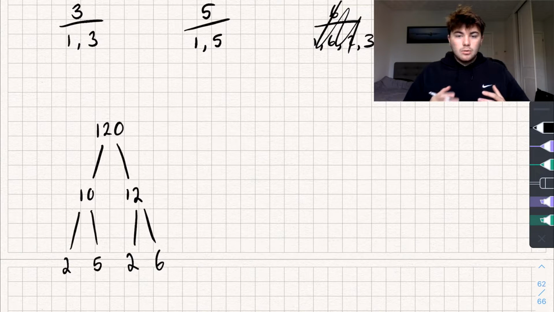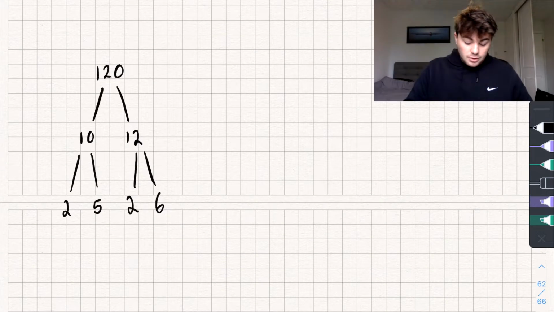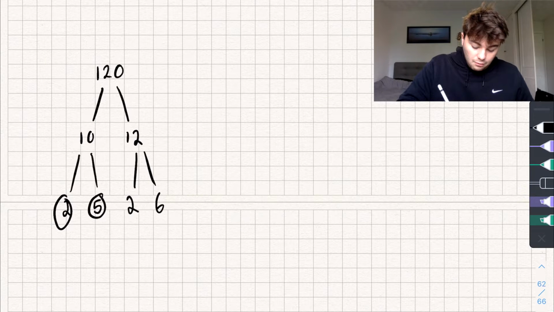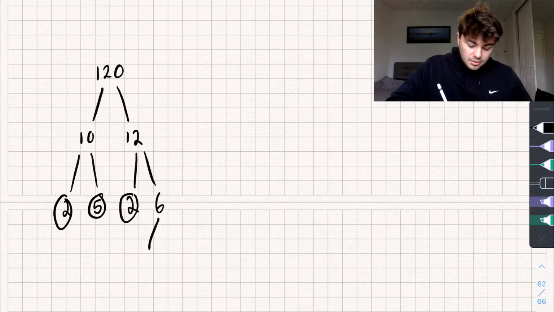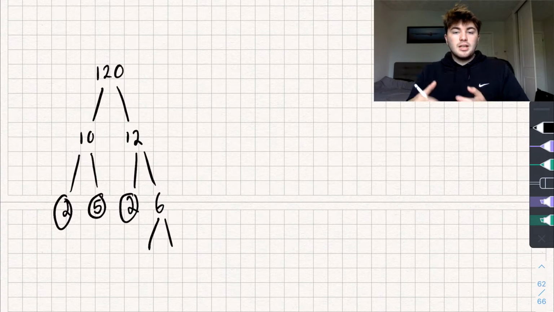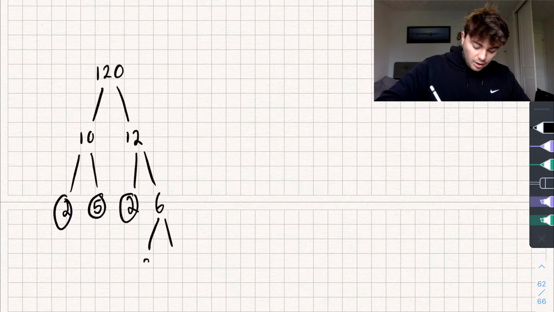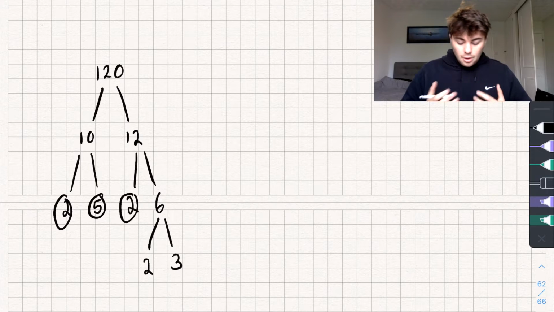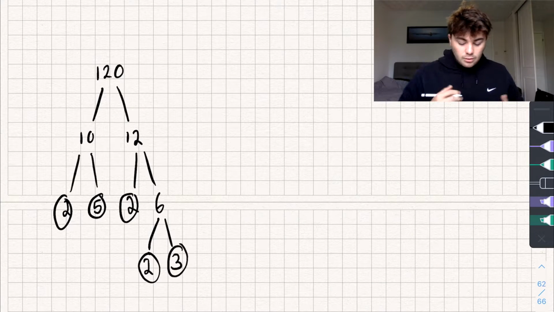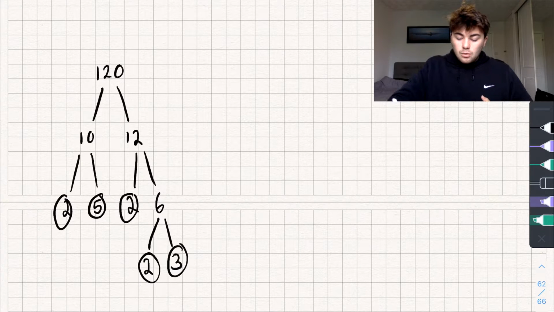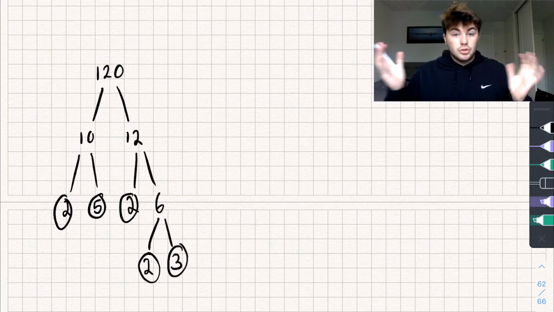I'm now going to circle any numbers I have that are prime. So for example, 2, 5, and 2. And I'm left with 6. So again, I'm going to split it into 2 bits, and I'm going to say that's 2 times 3. There we go. And circle the numbers that are prime. So I'll circle 2, and I'll circle 3. Now I've circled all my numbers, my prime factor tree is finished.